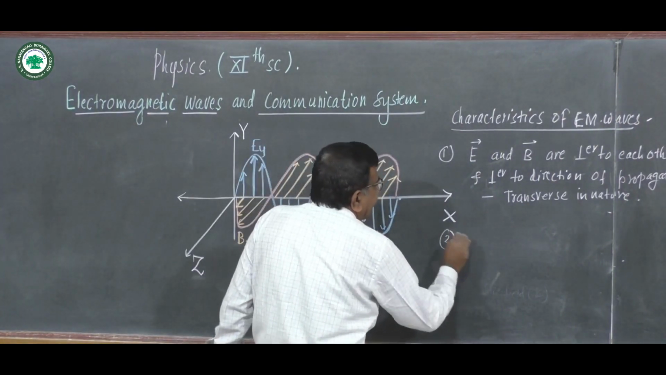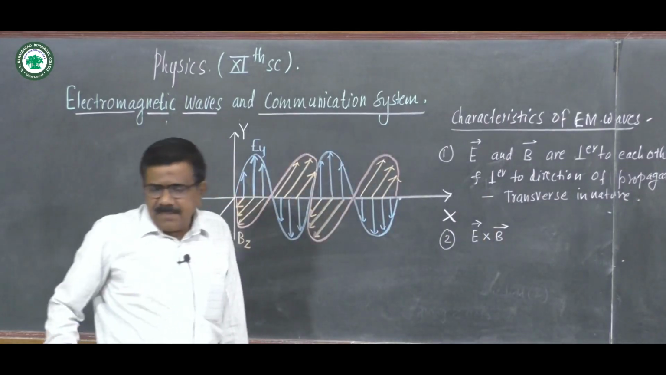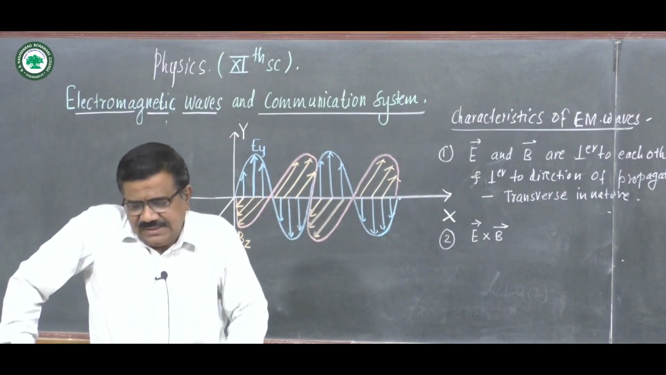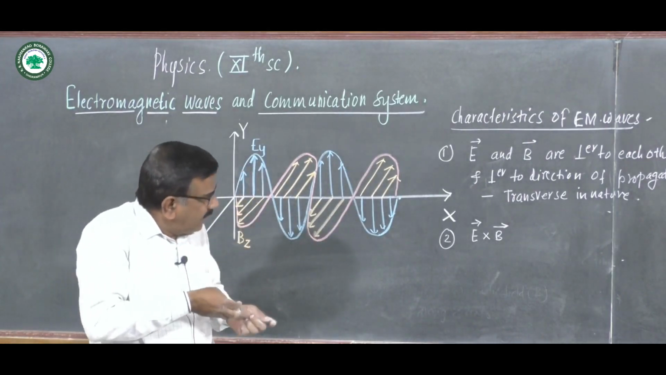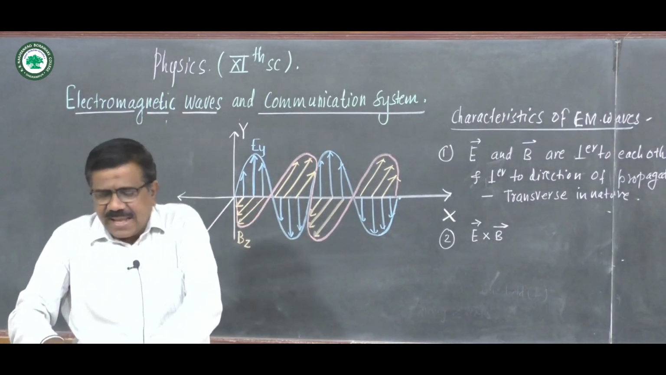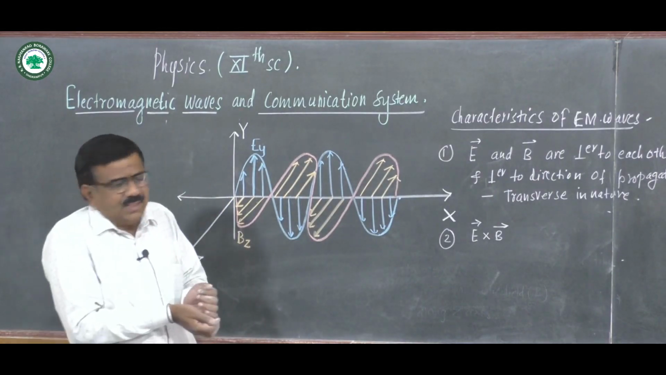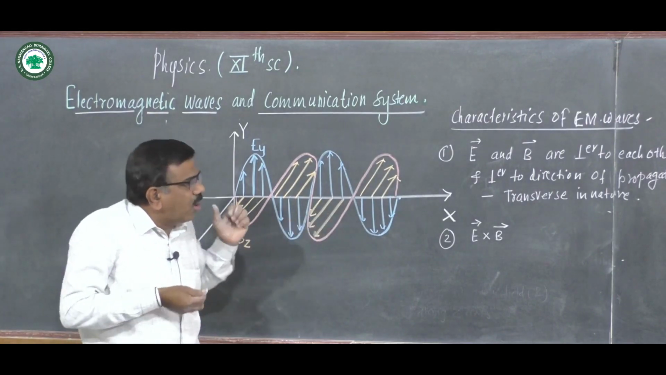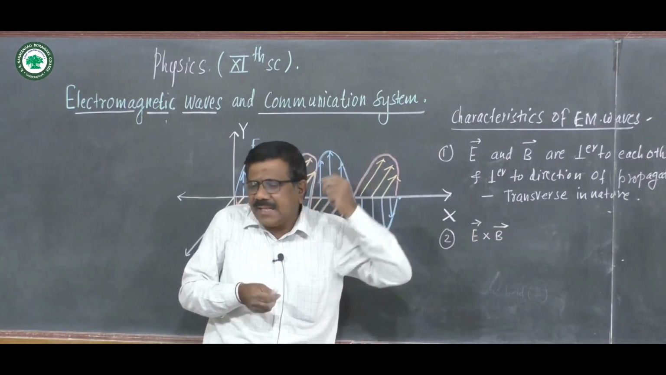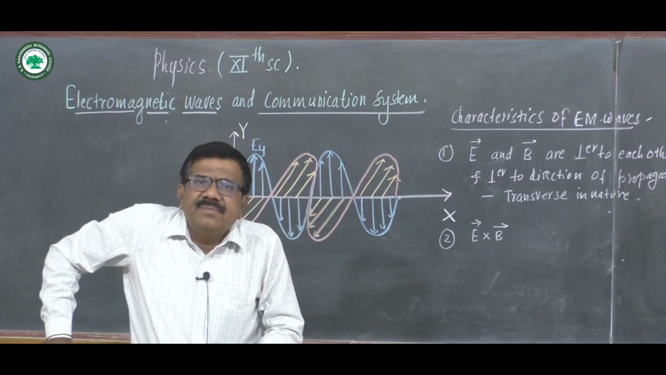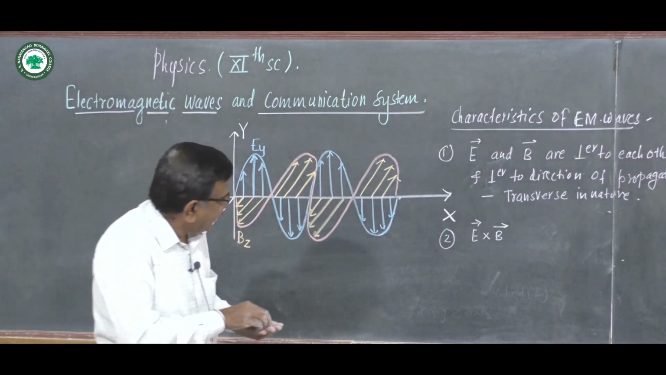The second characteristic is the cross product, that is E cross B. Electric field cross magnetic field gives the direction along which the electromagnetic wave travels. E cross B is another vector, and it gives the direction along which the electromagnetic wave travels. It also gives the direction of energy carried by the electromagnetic wave.